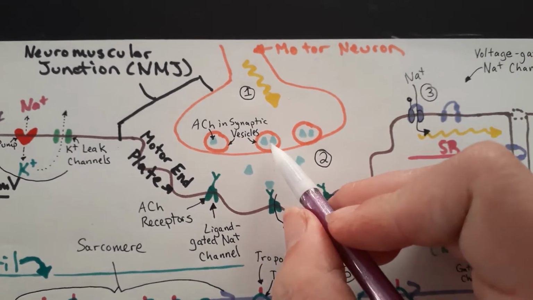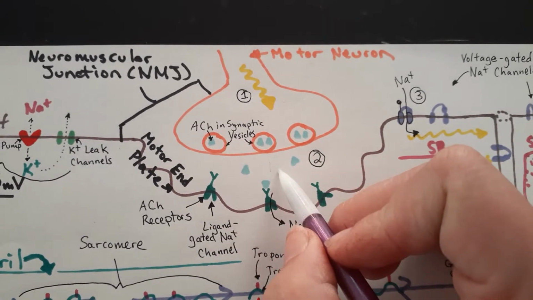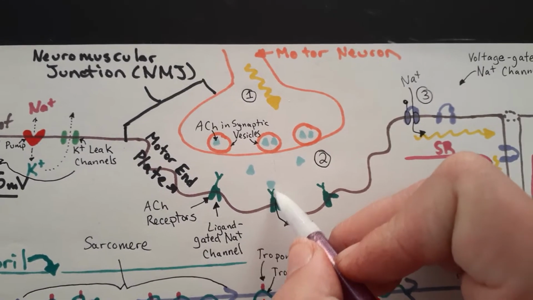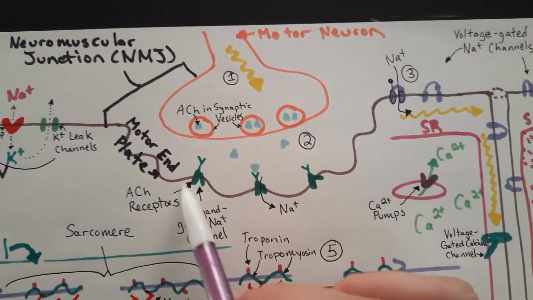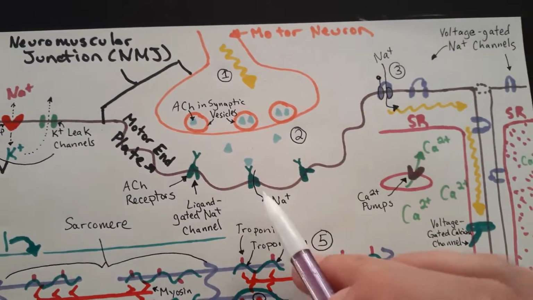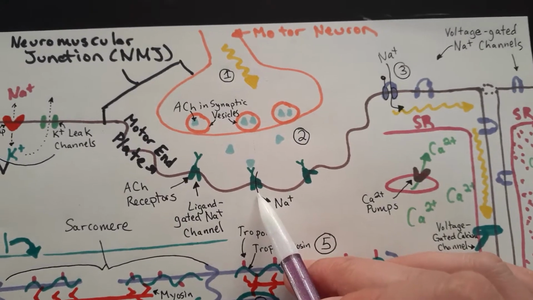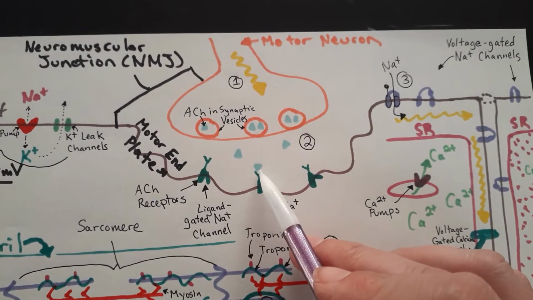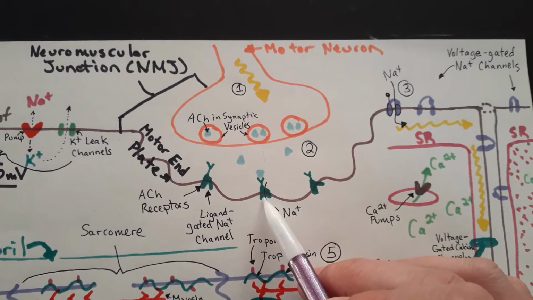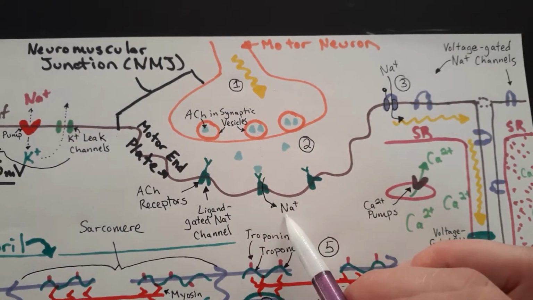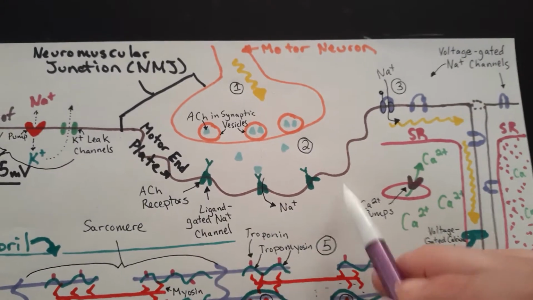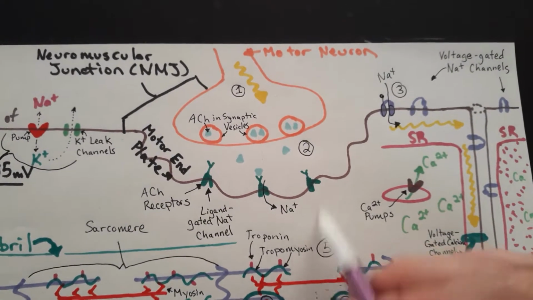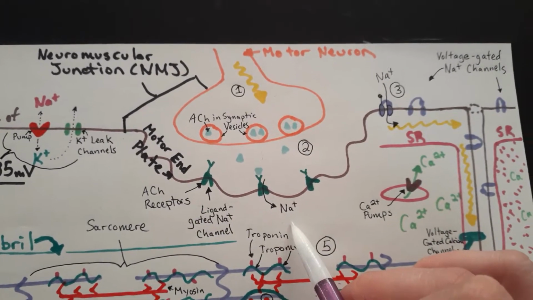The acetylcholine then is exocytosed into the synaptic cleft and is going to bind to the receptors located on the motor end plate, the squiggly line populated by acetylcholine receptors. Now, step 2 is when this interaction between acetylcholine and its receptors allows the influx of sodium into the local area. This is going to take the very negative resting membrane potential and start to depolarize it.